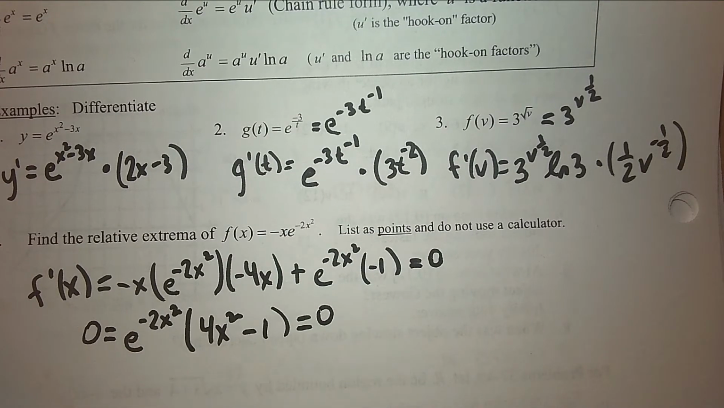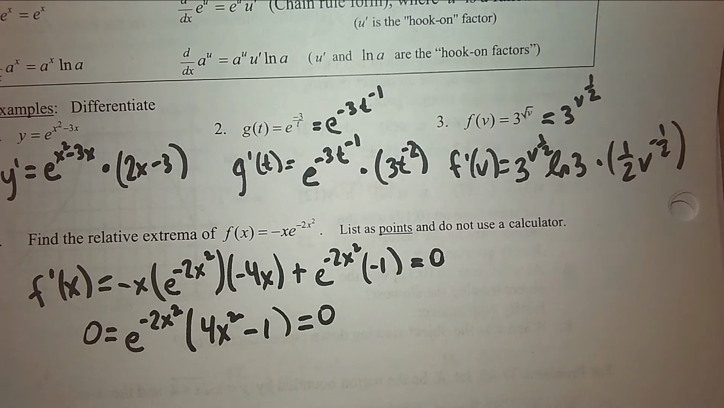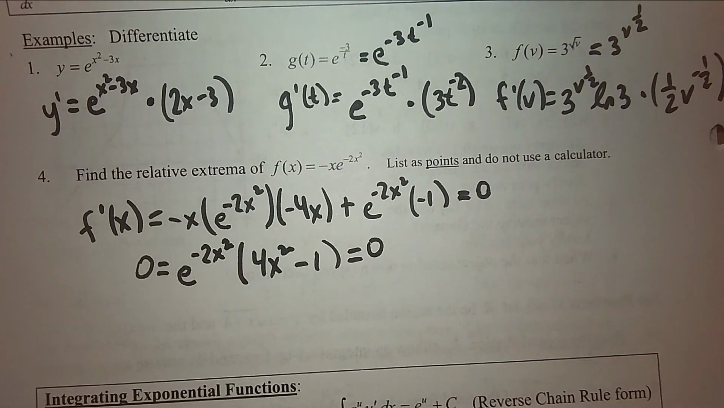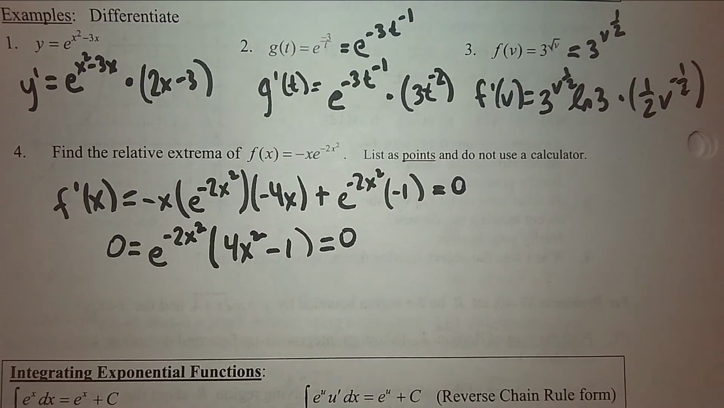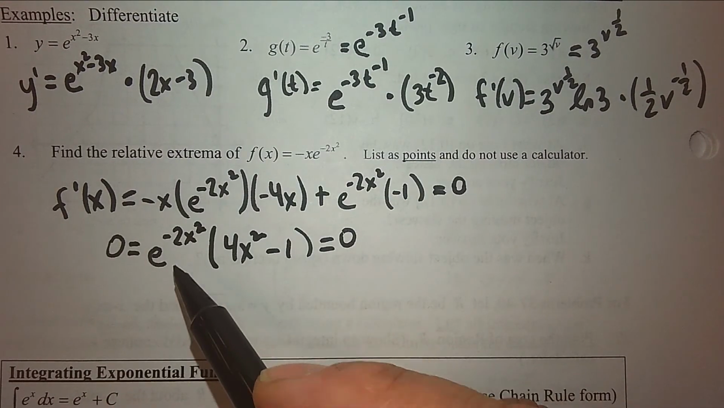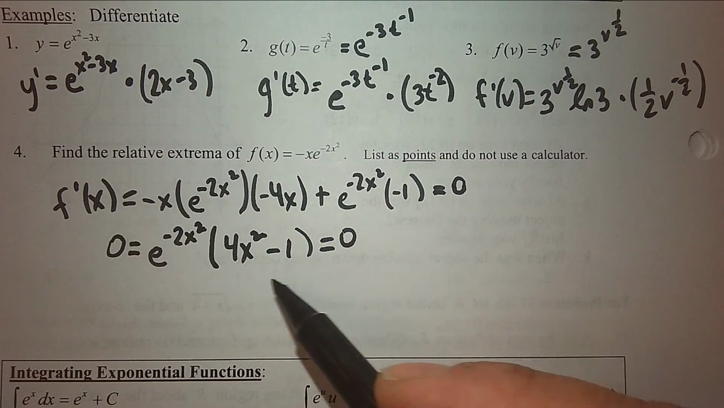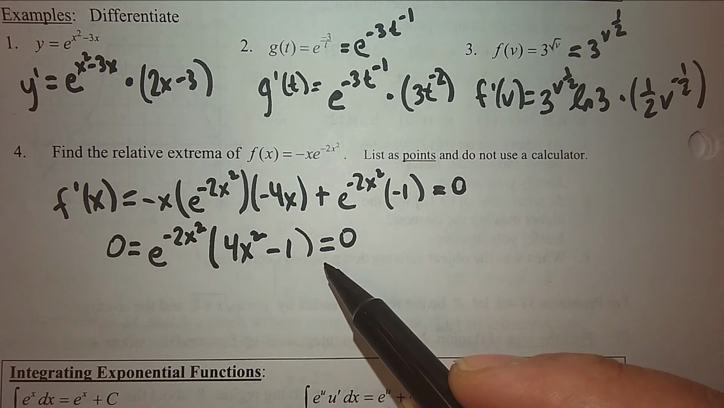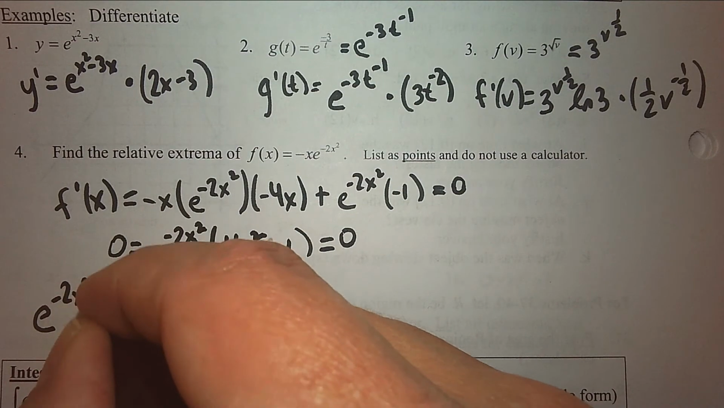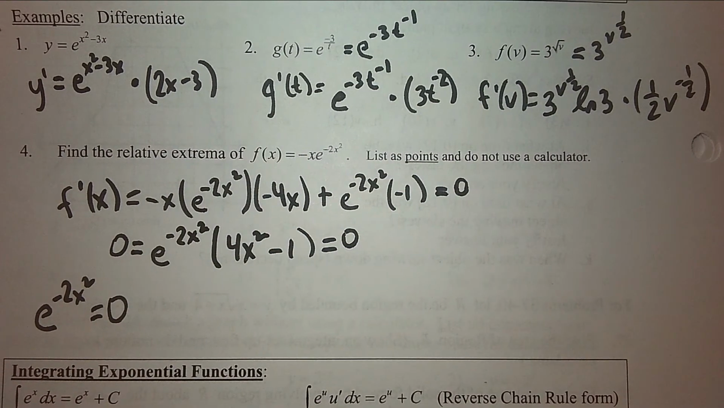Once it's factored, how do you solve an equation? Once it's factored, how do you solve it? This is called the zero product property. You take each factor and make it equal to 0, so if one is 0, 0 times anything is 0, or if the second factor is 0, then 0 times anything is 0. So first I'm going to take e to the negative 2x squared equals 0, and I'm going to solve that.